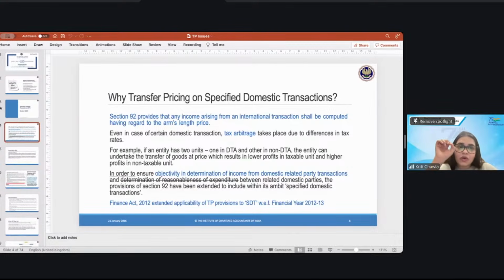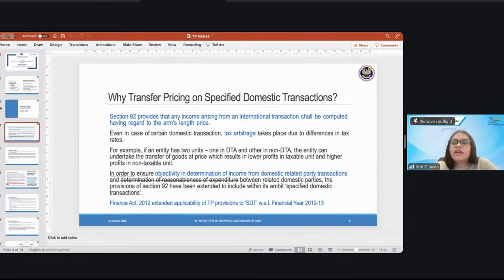Well, that is because there is something called domestic tariff areas, and there is also a non-domestic tariff area in India. Let's take an example of a company that has different entities in India itself. If it has two units, maybe one unit in a domestic tariff area and another unit in a non-DTA place, then if there is a transfer of goods, they can arrange the transaction in a way that a tax arbitrage can happen.